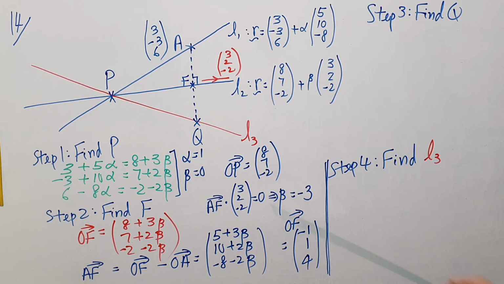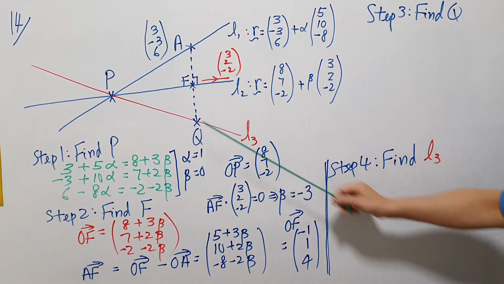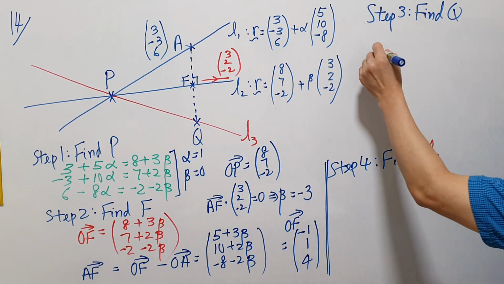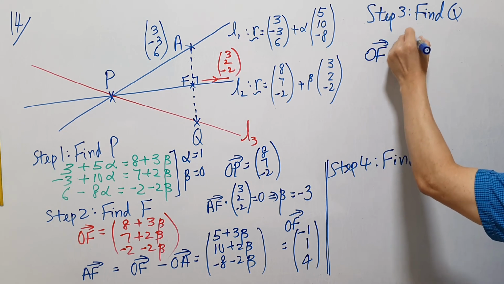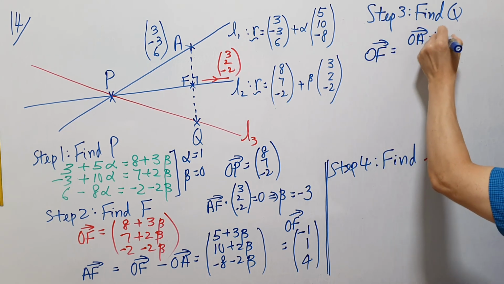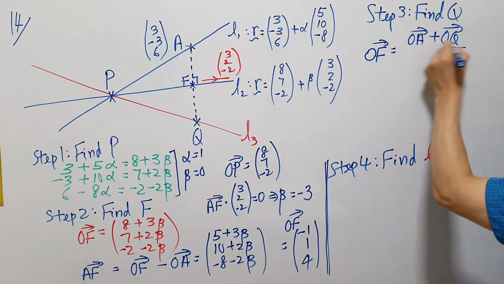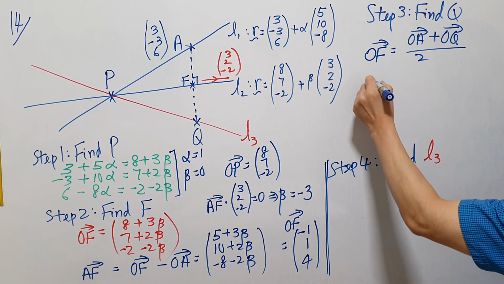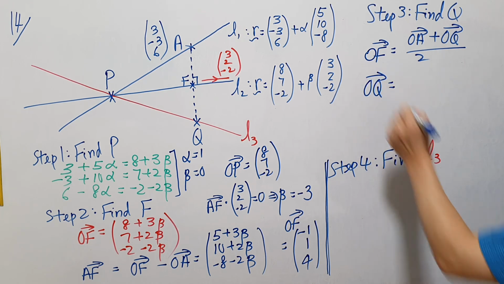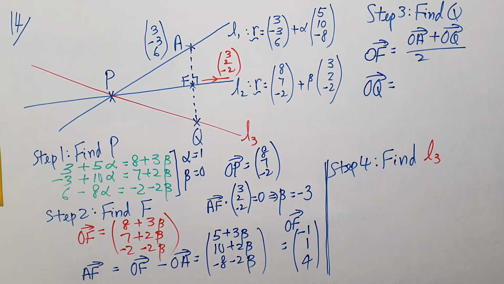So having found the vector OF, I now want to find the point Q, or the position vector OQ. How do I find OQ? Because this point is midway between these two, I can say that OF is equal to OA plus OQ divided by 2. So from which I can find my vector OQ. How do I find my vector OQ?